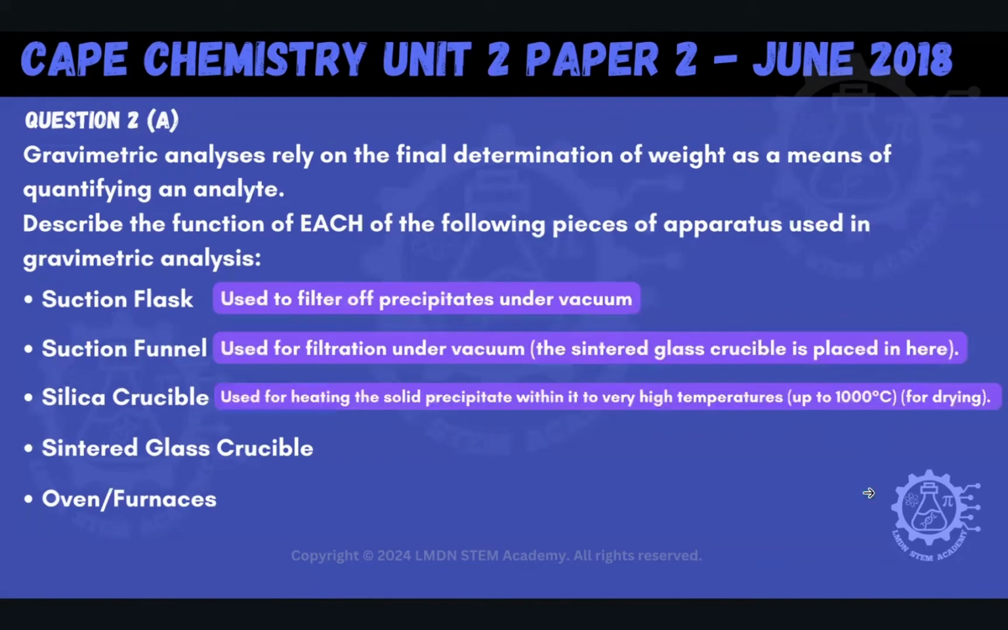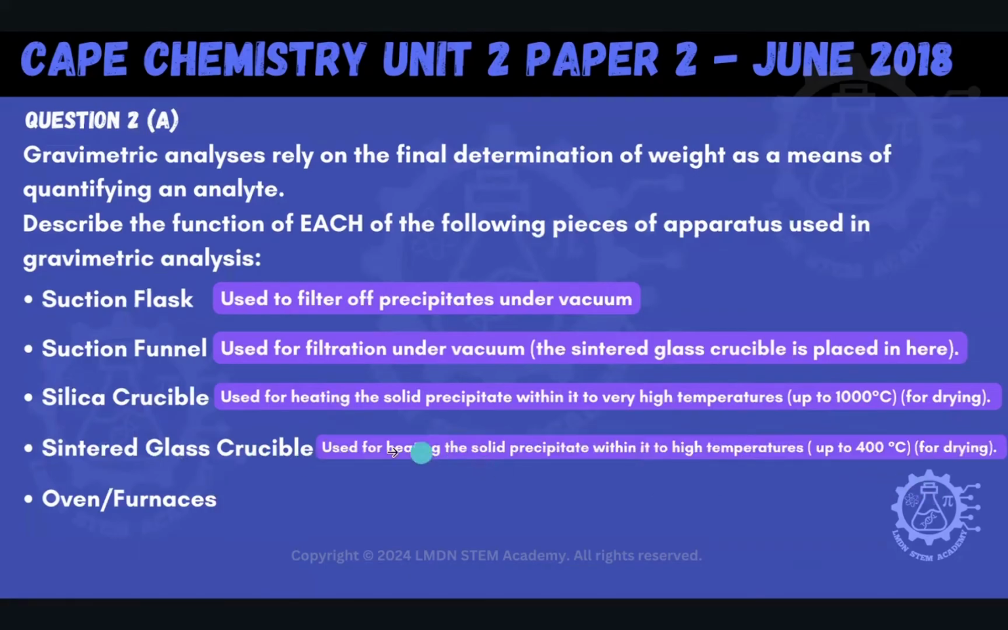Now the silica crucible is used for heating the solid precipitate within it to very high temperatures. In fact, it can go up to 1000 degrees Celsius, and that's for drying the precipitate while we would be heating. All right, so now the sintered glass crucible, that's used for heating, again, the solid precipitate that is within it up to high temperature, but now we can only get up to 400 degrees C when we're using the sintered glass crucible. That's the upper limit of it.